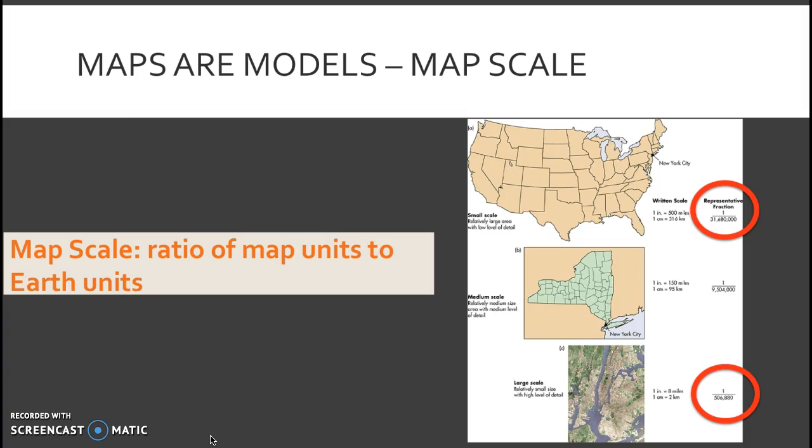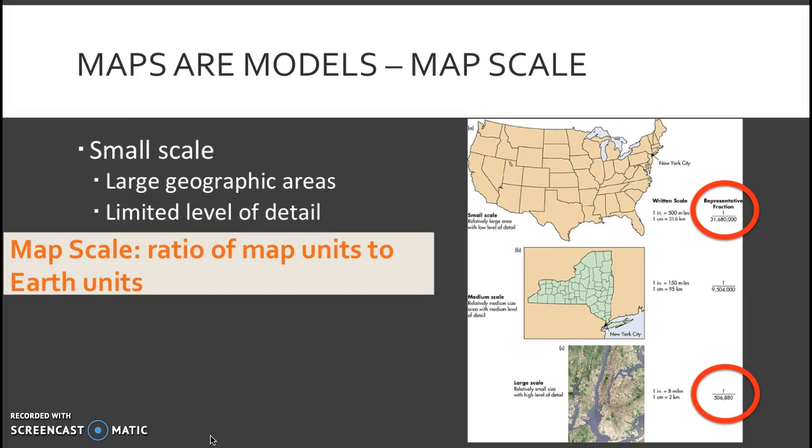Remember, map scale is a ratio of map units to Earth units. So when we're looking at a large area such as the contiguous United States, the bottom number in the fractional scale, the Earth units, is quite a large number, 31 million. If we zoom in to see a smaller area, the denominator in the fractional scale also becomes smaller. It's 506,000 in this example.